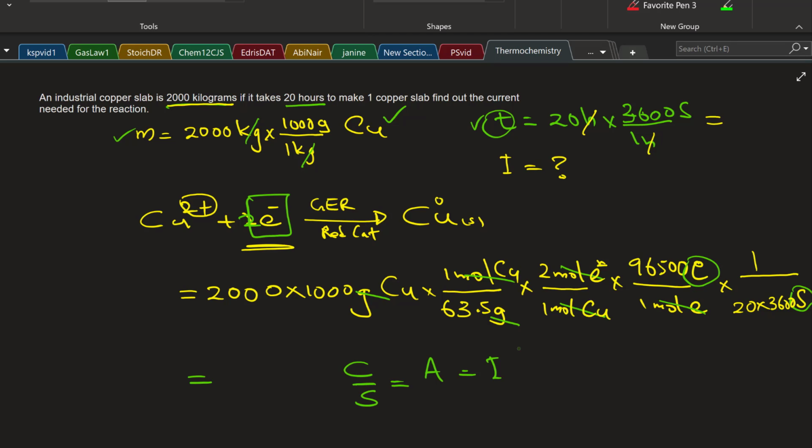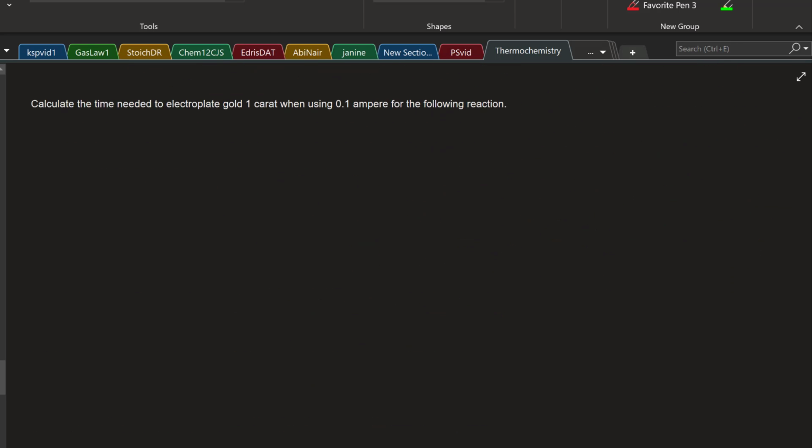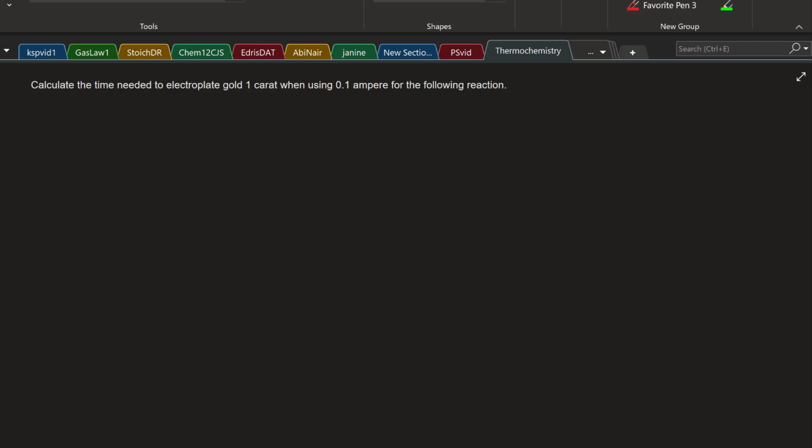So let's get the number. Yes, so you get this, 84426. That's the coulombs per second. That's amperage. So a lot of current. So to make copper, no wonder copper is expensive, right? Okay. Let's go to the other one.